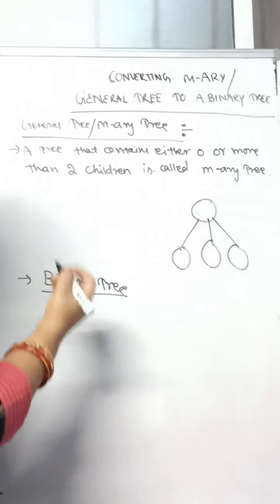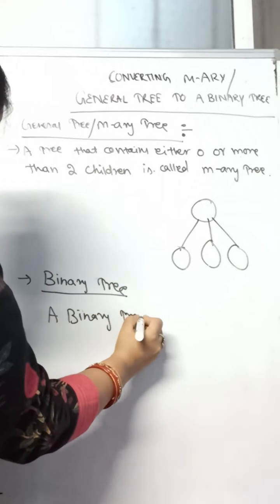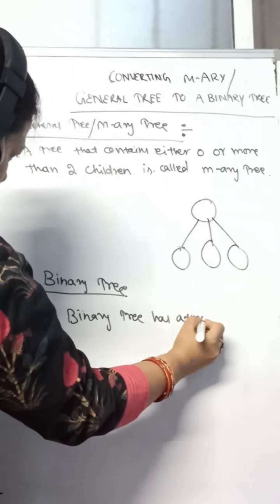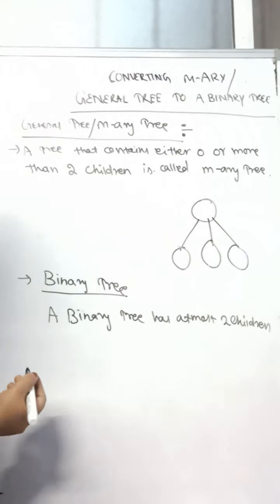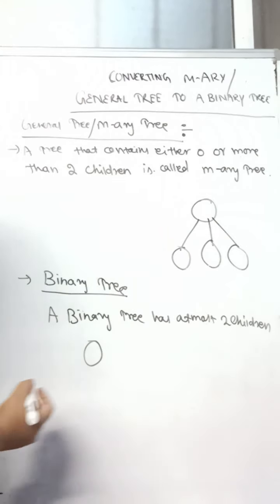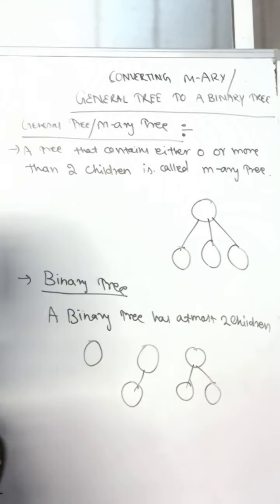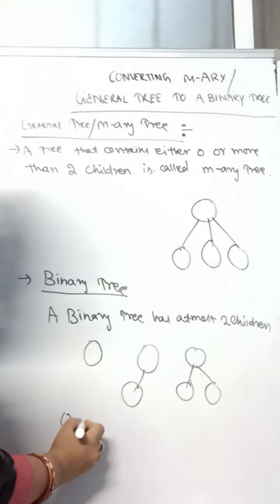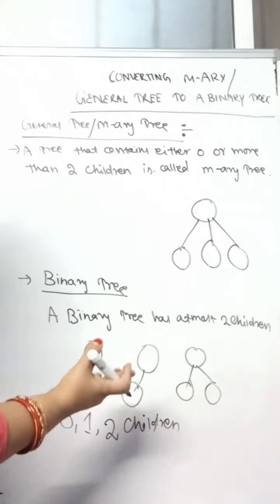So what is a binary tree? You know that a binary tree has at most 2 children. That means this may be a binary tree, this may be one binary tree, and this may be a binary tree. A tree that may have 0 nodes or only 1 node or only 2 nodes may be called a binary tree. So a binary tree may have 0, 1 or 2 children. So a binary tree has at most 2 children.